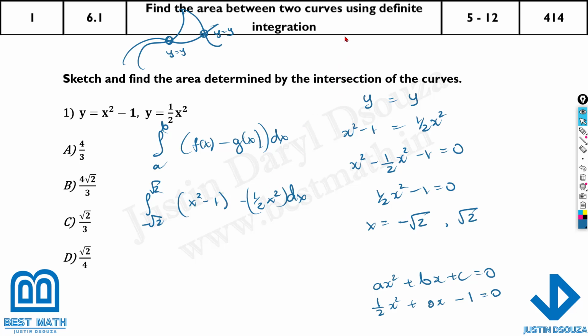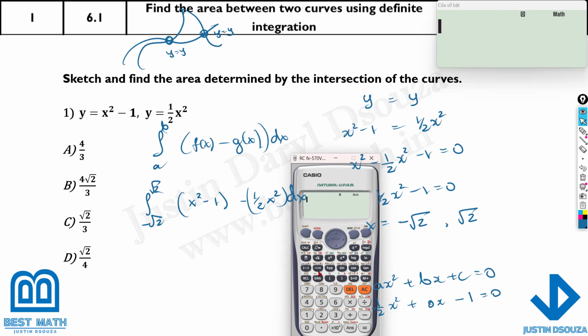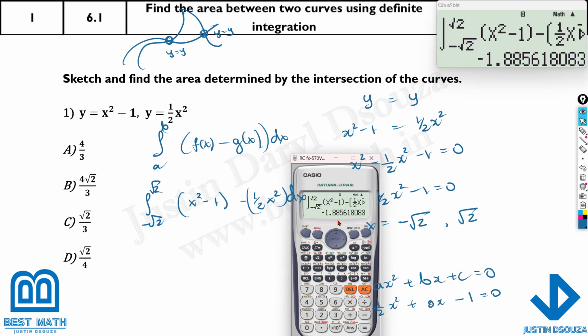That's it. So let's take our calculators. Whatever I type, you can see it over here, mode 1. Let's go back to mode 1. And can you see the symbol here just below alpha? That's the integral symbol. So I need to type the equations. x squared minus 1, close the bracket, minus half, that is 1 by 2, and x squared. And now close the bracket, dx. And what do we have here? Minus square root 2 for the lower limit, for the upper limit, it's square root 2 itself. The answer is negative 1.8857.